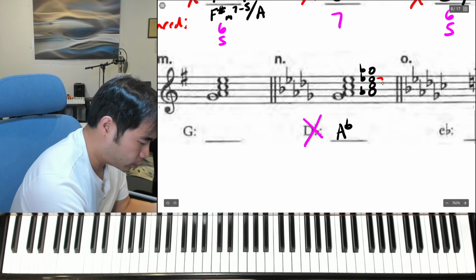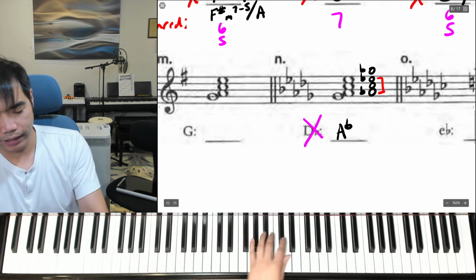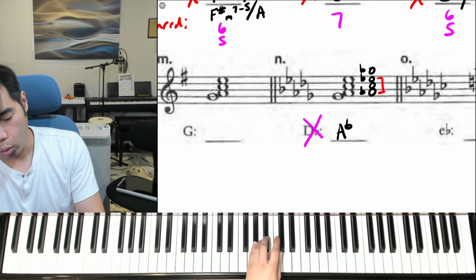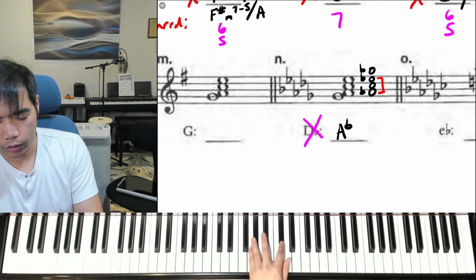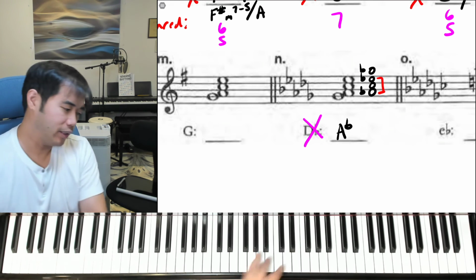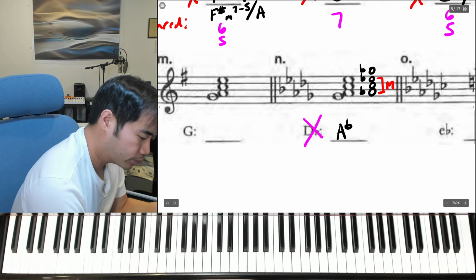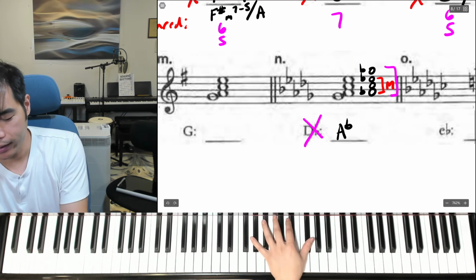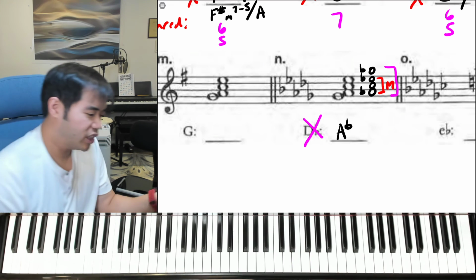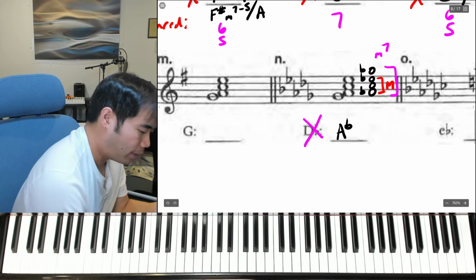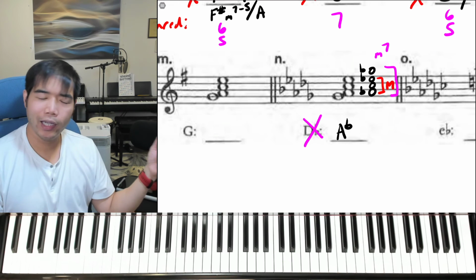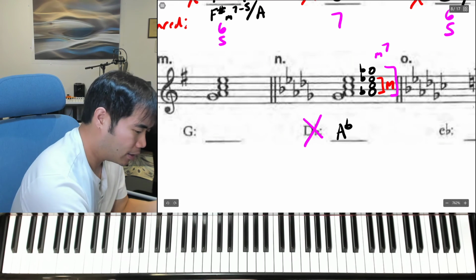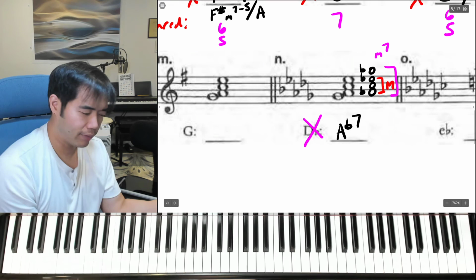Next step, determine the triad. A flat, C, E flat. 1, 2, 3, 4, major third. 1, 2, 3, minor third. That's a major triad. Determine the seventh. A flat, G flat. That's a whole step below the octave, which is a minor seventh. Major triad, minor seventh makes a dominant 7, or just plain old 7.